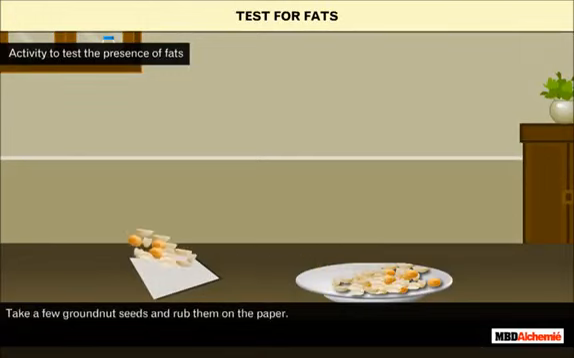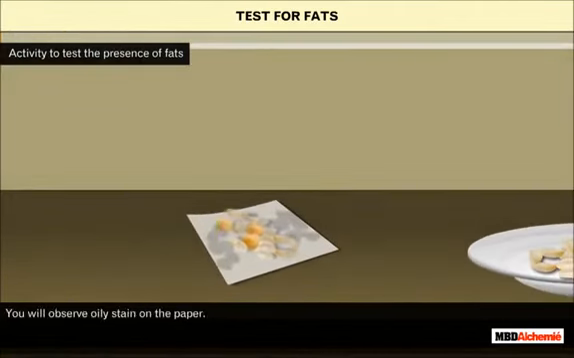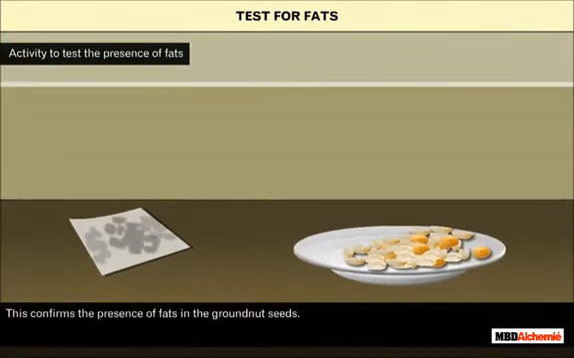Let us perform an activity to test the presence of fat. Take a few groundnut seeds and rub them on the paper. You will observe an oily stain on the paper. This confirms the presence of fats in the groundnut seeds.